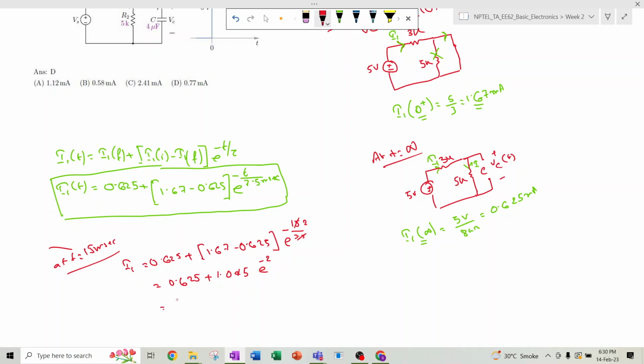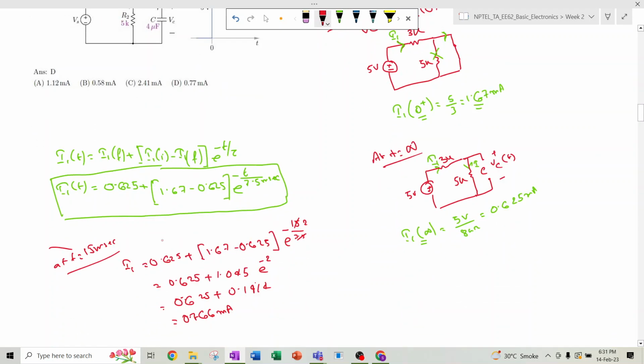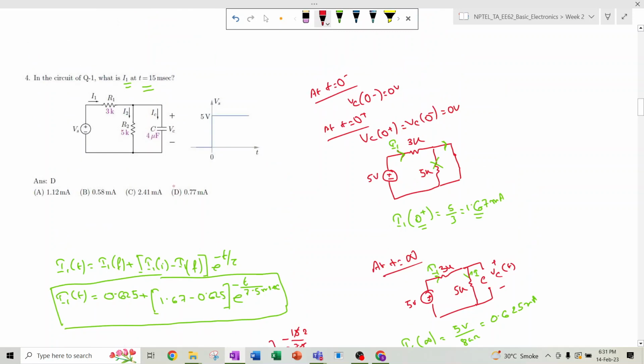So the answer is 0.625 plus, this part comes out as 0.1414. Okay, and if we add this up with 0.625, it will come as 0.766 milliampere. So the correct answer can also be written as 0.77 milliampere. So option D is the correct answer.